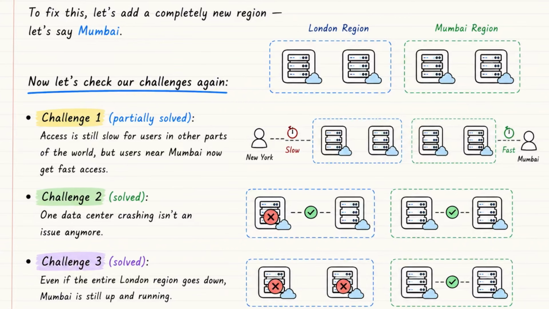Now let's check our challenges again. Challenge 1. Partially solved. Access is still slow for users in other parts of the world, but users near Mumbai can get fast access. Challenge 2 solved. One data center crashing isn't an issue anymore. Even if the entire London region goes down, Mumbai is still up and running. So now the question becomes, how do you actually choose the right region for your application?